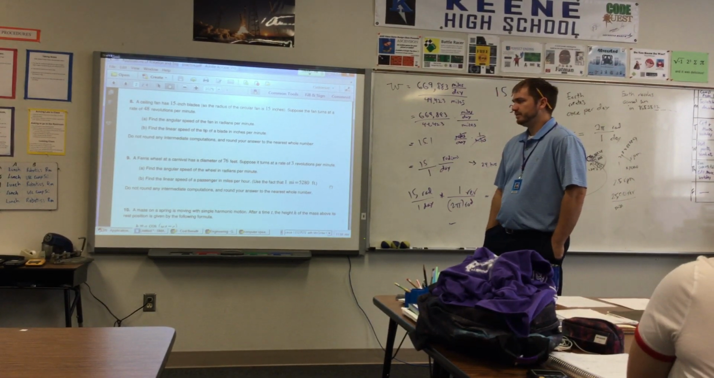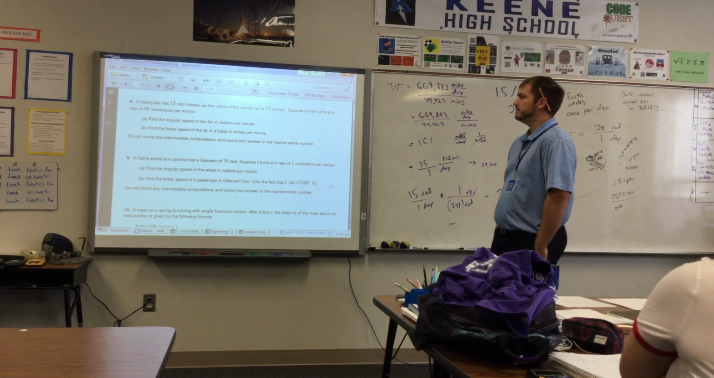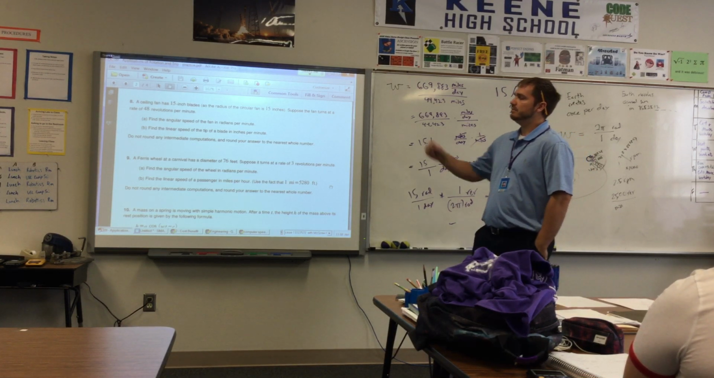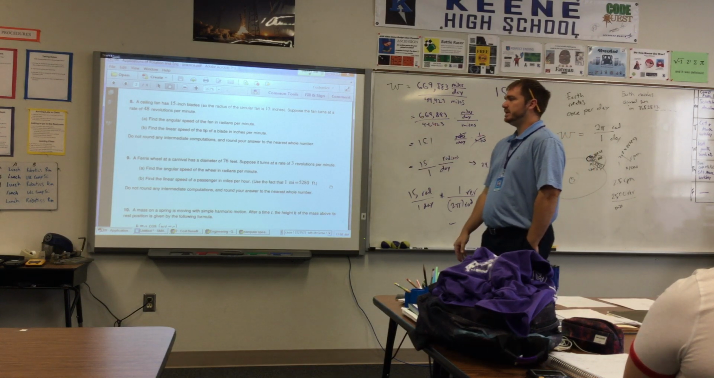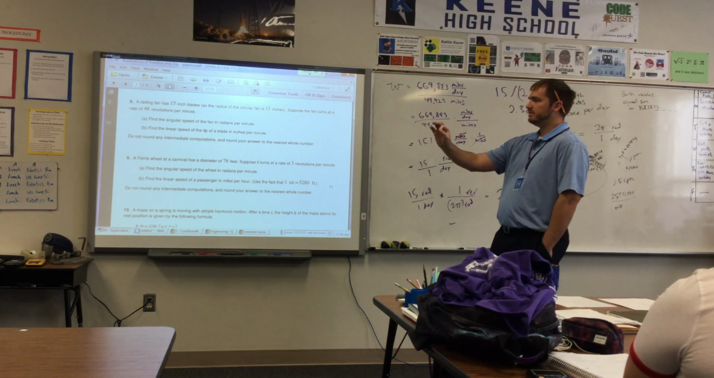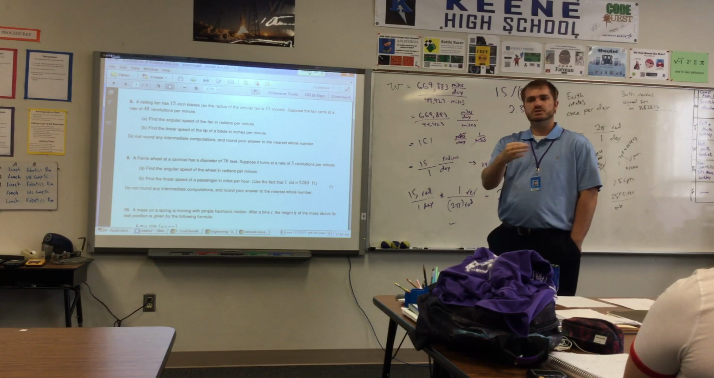Number 8: a ceiling fan has 15-inch blades. So the radius of the circular fan is 15 inches, in case you didn't get that. Suppose the fan turns at a rate of 48 revolutions per minute. Find the angular speed of the fan in radians per minute, and find the linear speed of the tip of a blade in inches per minute.